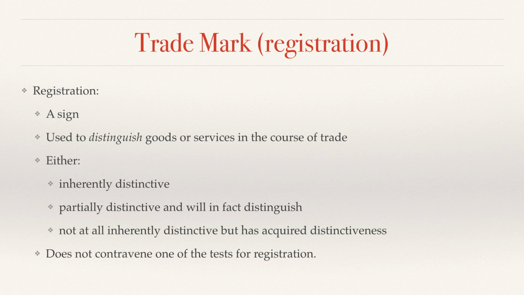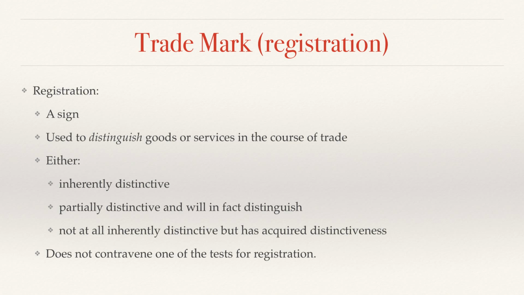So registration first. A trademark is a sign, and that's pretty broadly defined, as we saw. It can be normal signs, images, and text, or it can also be non-traditional signs like sounds and colors and smells.